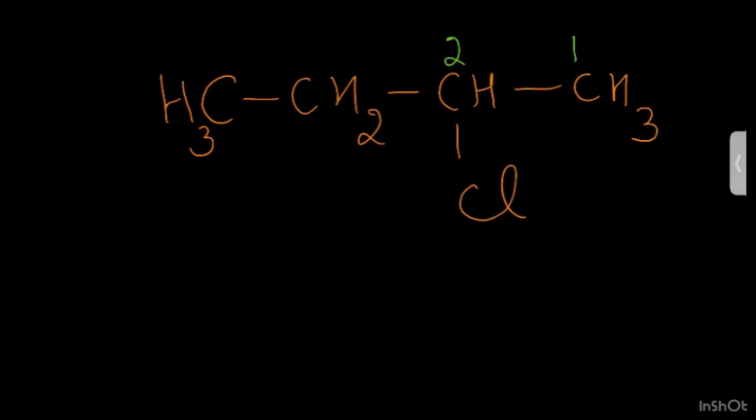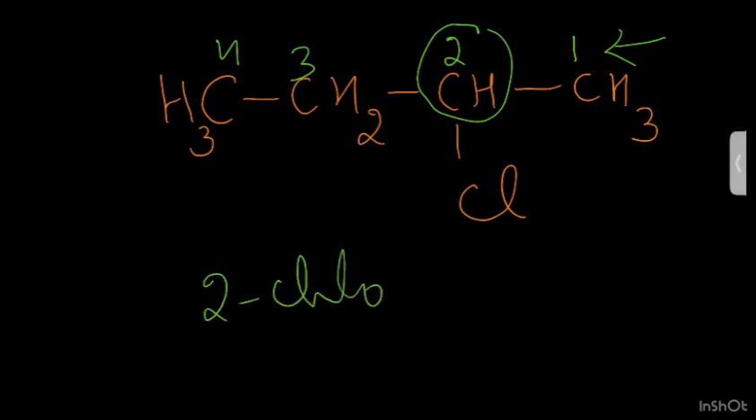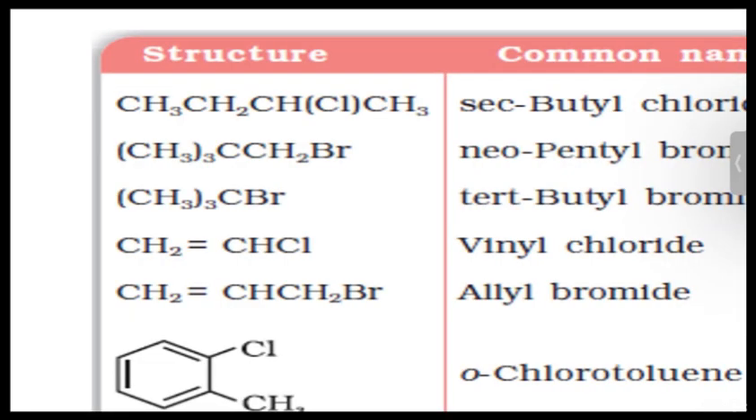1, 2, 3, 4. Why did I come from this side? Because this carbon having Cl was getting the lower number 2. So it becomes 2-chlorobutane. I cannot call it iso in common naming also because the 2 methyls are not attached to the same carbon. So it is not iso. Be very clear about it. Second, same way draw this. Just giving you an idea.